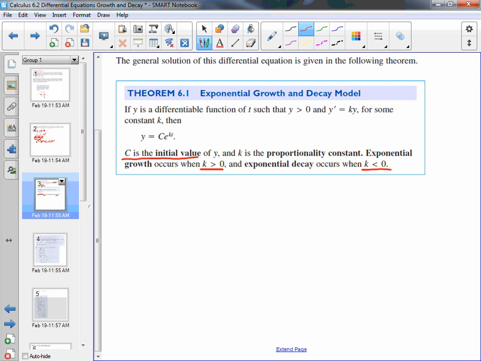Now, decay sounds kind of gross. It doesn't necessarily mean that. It just means that instead of getting larger, whatever you're measuring is getting smaller. It doesn't necessarily mean that it's rotting. So growth means whatever you're measuring is getting larger. Decay means whatever you're measuring is getting smaller. Now, let me show you where this came from.